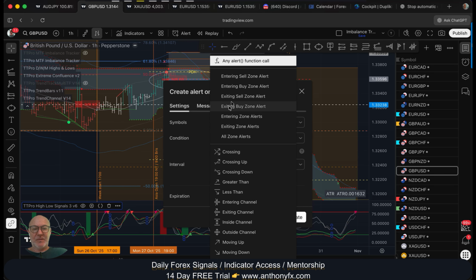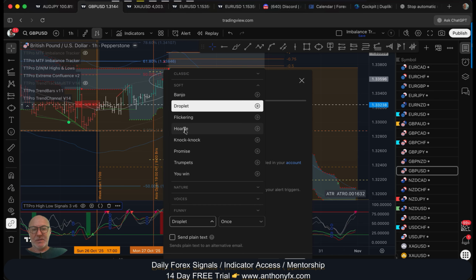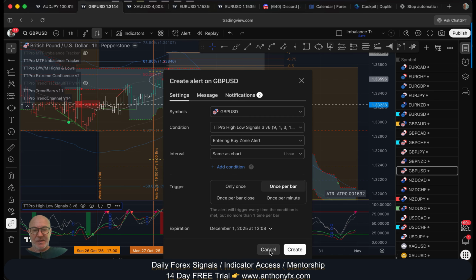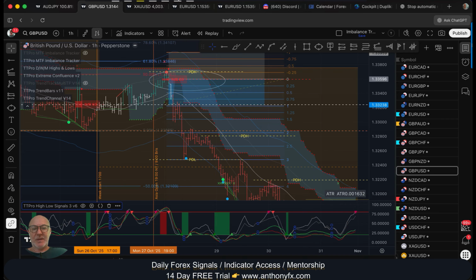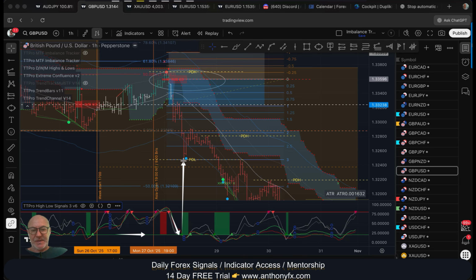Three dots, add alert, go to the alerts, and you're looking for entering buy zone. Notifications, I go with the horn, right? Entering buy zone, once per bar. That's the alert. This is the buy zone. As soon as it touches the buy zone, as soon as it enters, that's it there, not when it's exiting. That's too late. That's the exit.